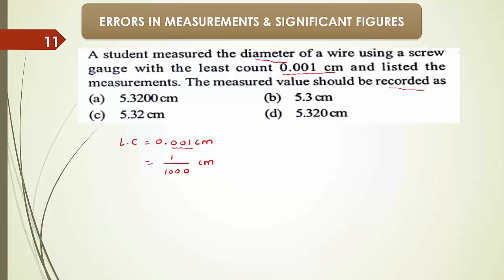So you can observe the options. After the decimal point there should be 3 digits. So we can go for option D, 5.320 centimeter. Why do we have to choose option D? Because the least count of the screw gauge is 0.001, and after the decimal point there are 3 digits. So here we have to write 5.320 centimeter, because the least count means the smallest length that we can measure using the screw gauge. So option D is right.